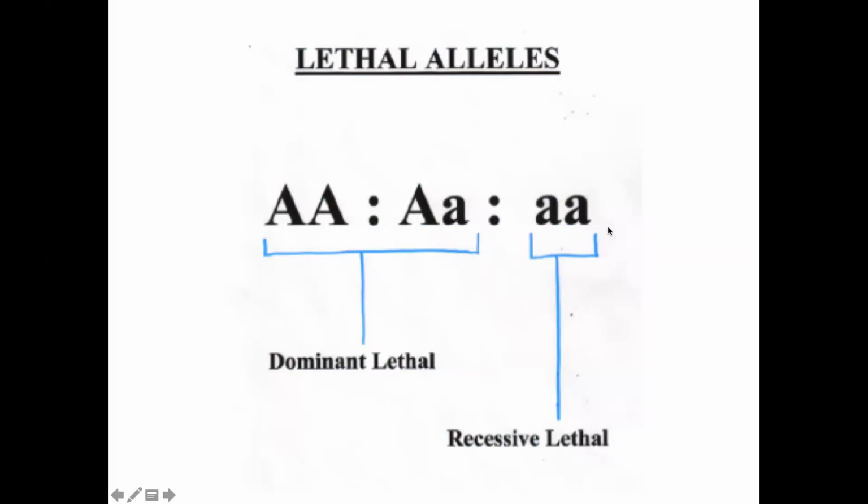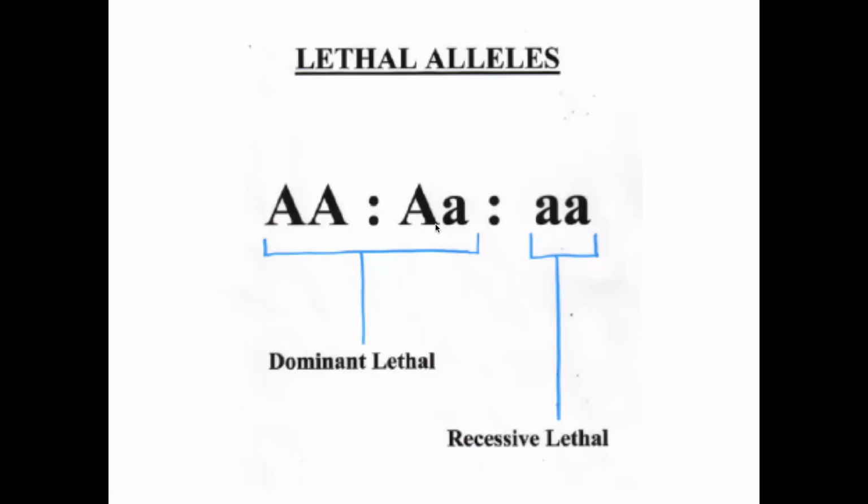So if within that population the capital A allele is a dominant lethal, what does that mean? It means 2 of the 3 potential genotypes within that population are going to die, right? So those are lethal genotypes. If it's acting as a dominant lethal, both of those genotypes, either homozygous big A or heterozygous big A little a, are lethal conditions. And if that lethality kicks in prior to reproductive maturity, then that dominant lethal allele will never be transmitted to the next generation.